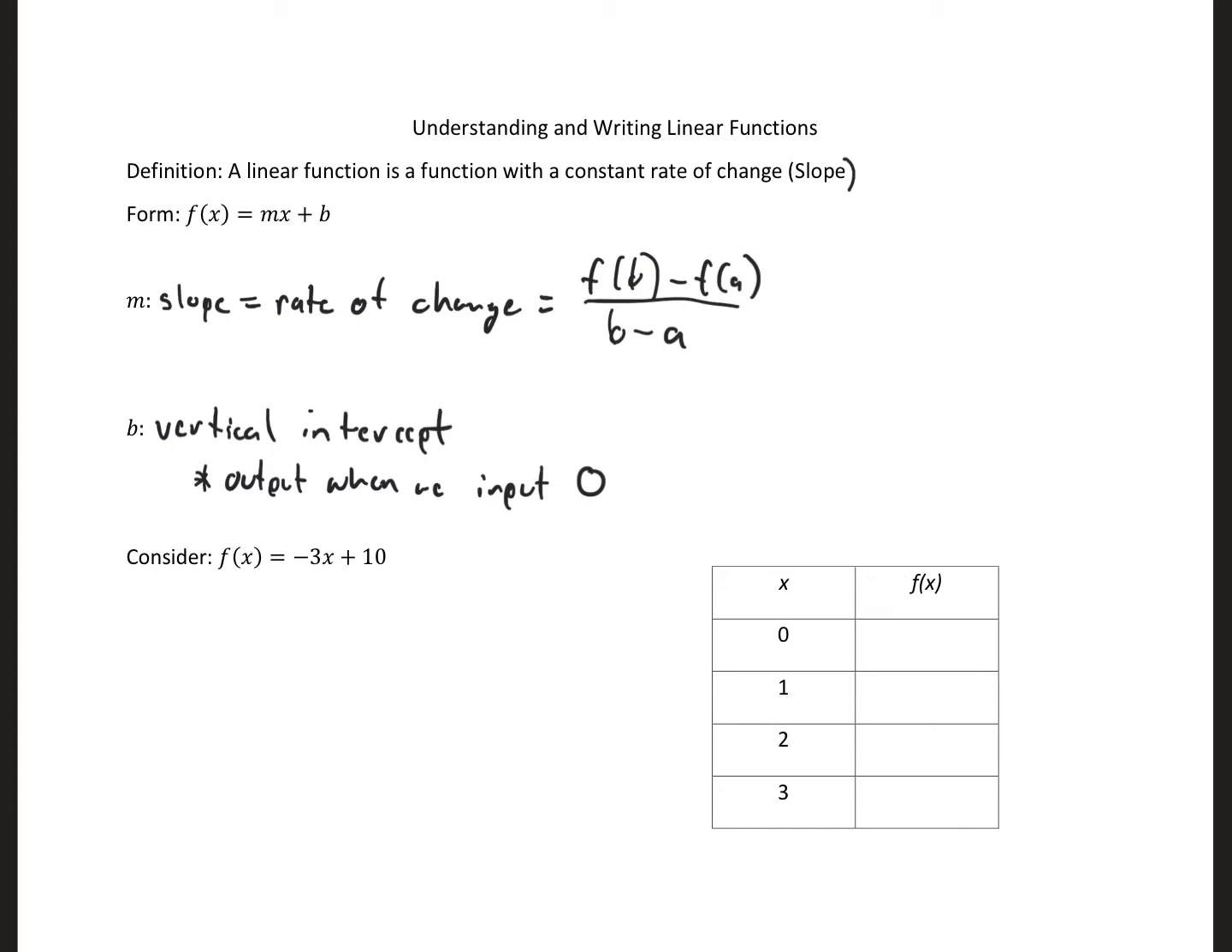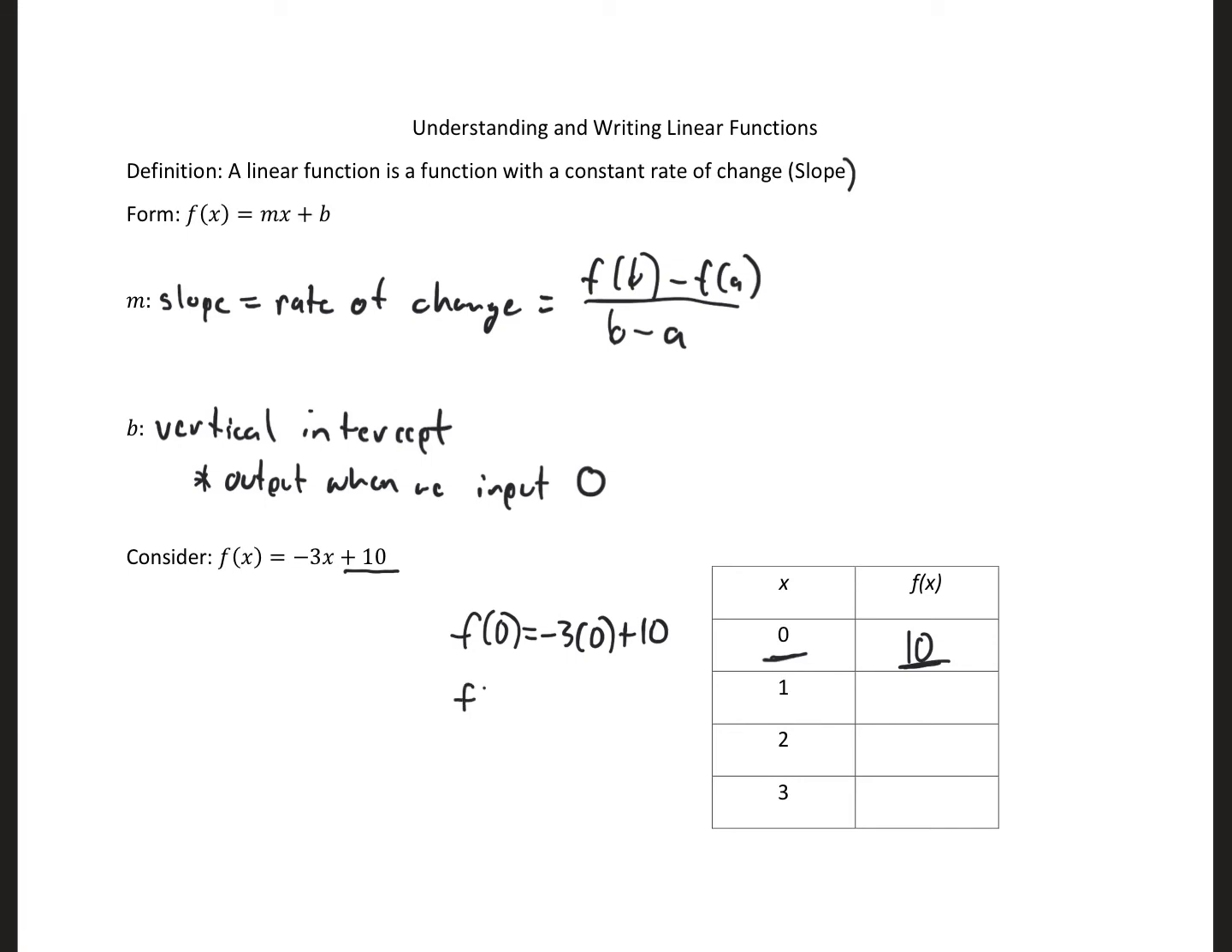So let's look at how this relationship works. We're going to plug in 0, 1, 2, and 3 and see how the output changes. If we wanted to compute f of 0, we would need to do negative 3 times 0 plus 10. That would result in positive 10. Notice how when the input is 0, the output is 10. That is the relevance of the vertical intercept.